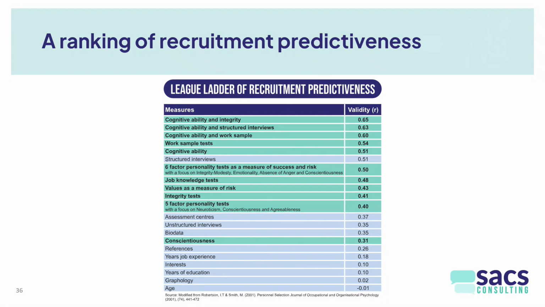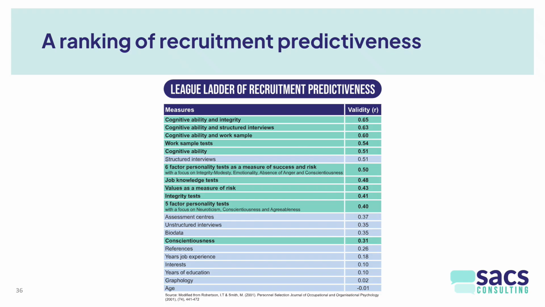And so what you see here is a diagram which lists the effectiveness of various recruitment methods. So on the left-hand side, you have recruitment methods. And on the right-hand side, you have this thing called validity with a little r, and that's a correlation coefficient. The higher the correlation coefficient, the stronger the relationship between what you used to assess a candidate before you hired them and the ultimate success or failure of that candidate once they came on board.